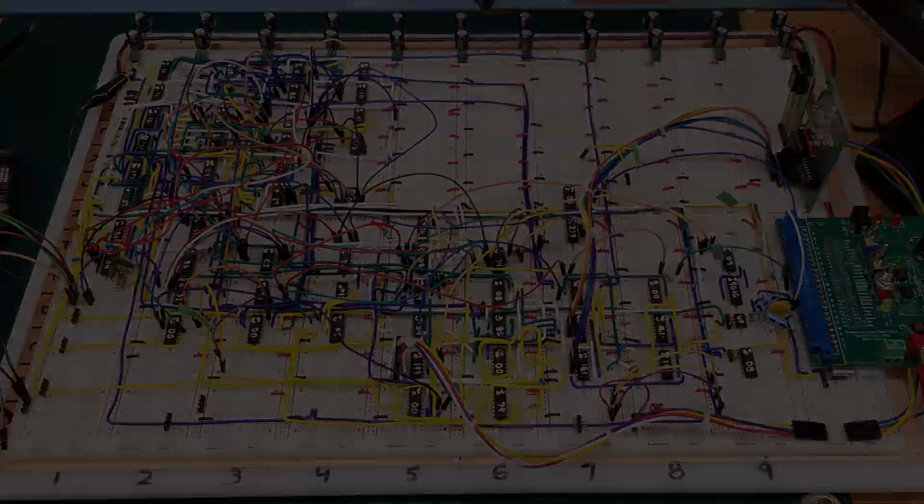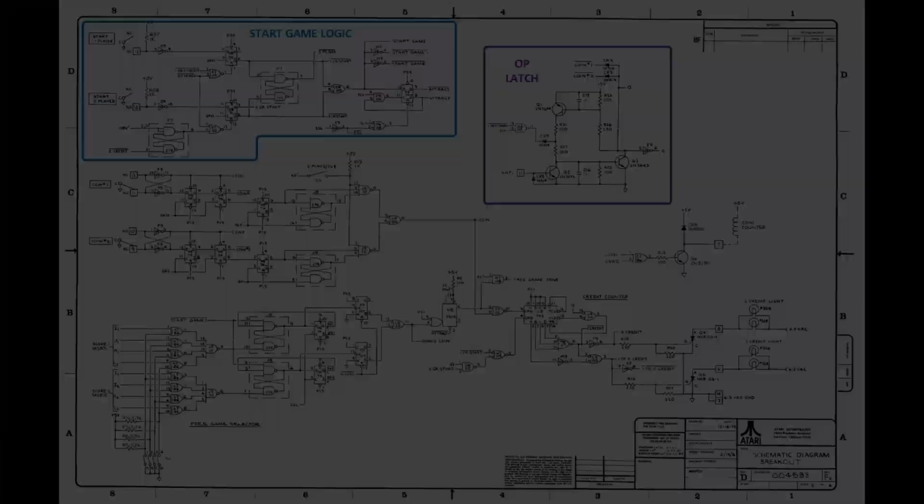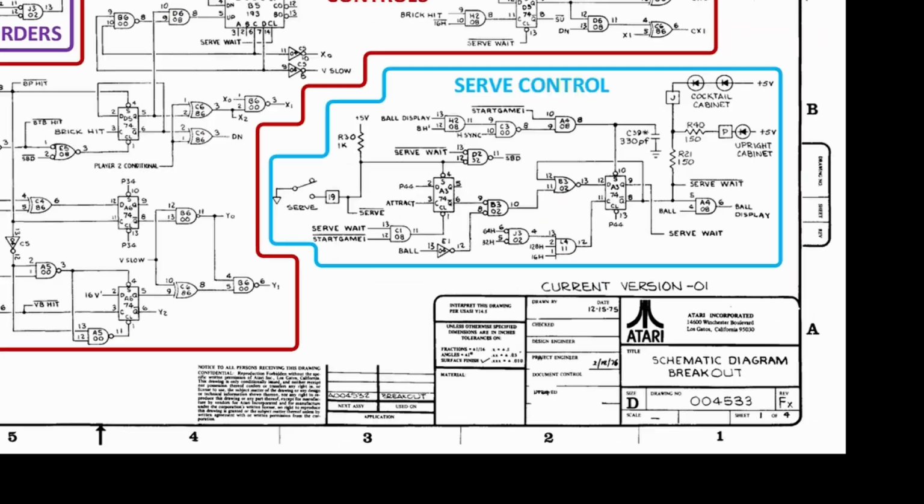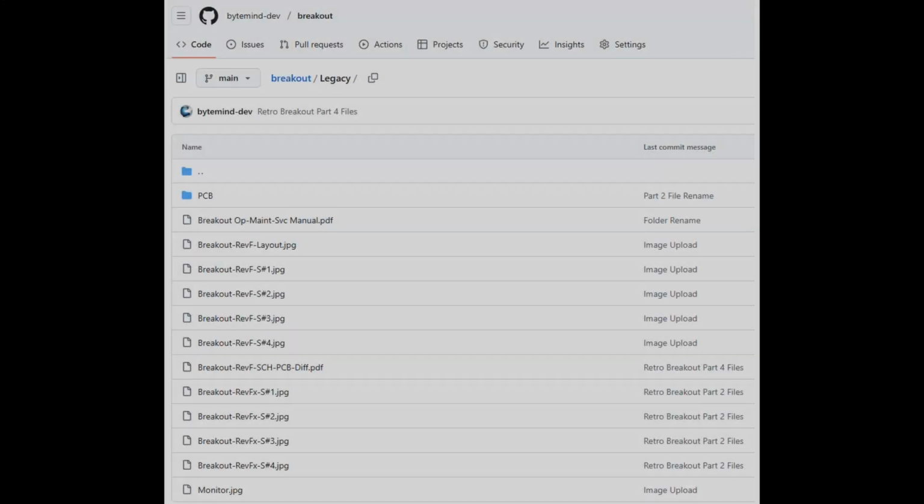On sheet 3 we have the start game controls and this discrete operational latch circuit. And on sheet 1 we have the ball and play counter and serve switch logic. As usual, we'll be using the RevFX schematics because the RevF schematics in the manual don't exactly match the RevF boards. See part 2 or the differences document in GitHub for details.